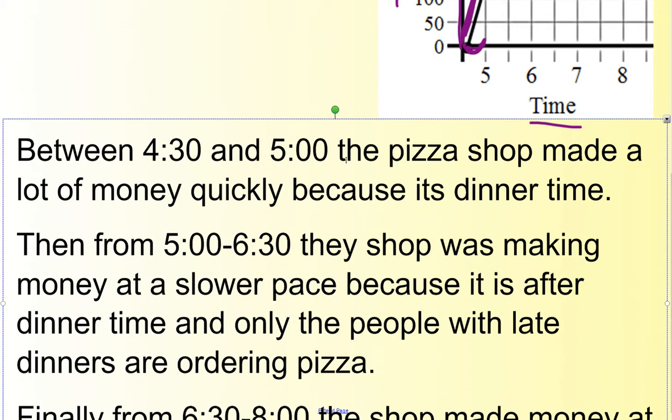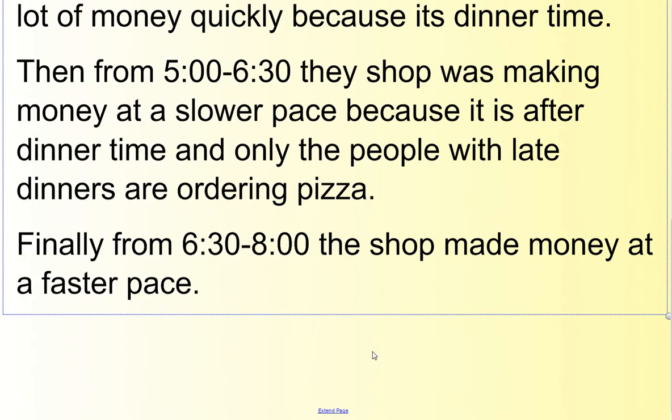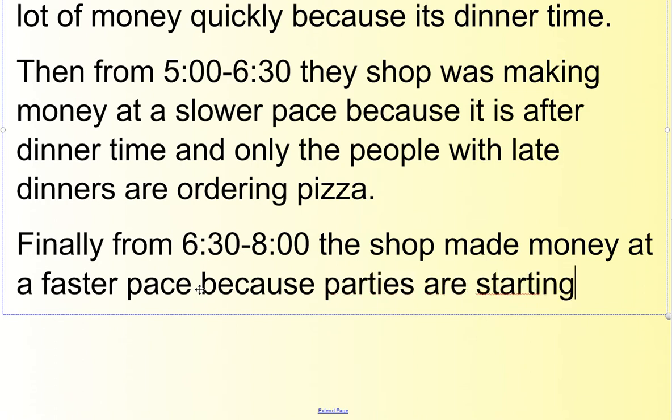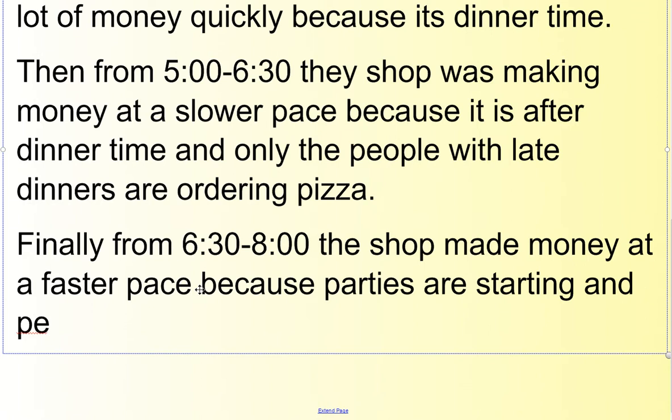Finally, from 6:30 to 8 o'clock, the shop made money at a faster pace. So why did it pick up here? Well, it's Friday night, 6:30 to 8 o'clock. What's going to be happening on Friday night? People are going to be getting together. They got home from work. Some people had dinner. Other people are going to get changed and go hang out with their friends. People are going to start having some parties and getting together. People are going to get hungry. So from 6:30 to 8 o'clock, the shop made money at a faster pace because parties are starting and people want food.